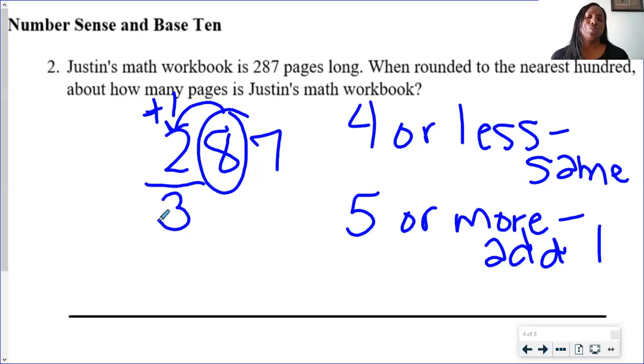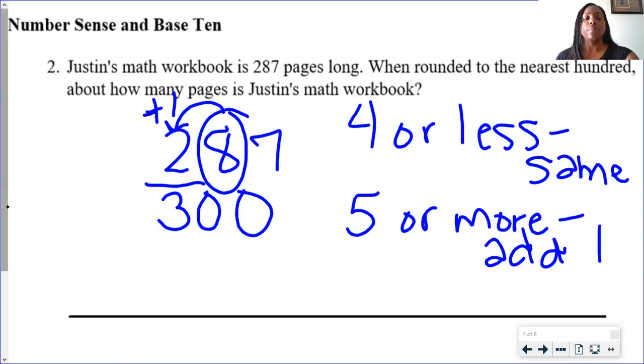Now, what do I do with this 8? That is correct. Since I have circled my 8, it's automatically going to turn into a 0. Any number that's behind the number that's been rounded has to turn into a 0 automatically. So that also means that this 7 is also going to turn into a 0. So we've just determined that 287, when rounded to the nearest 100, is 300.